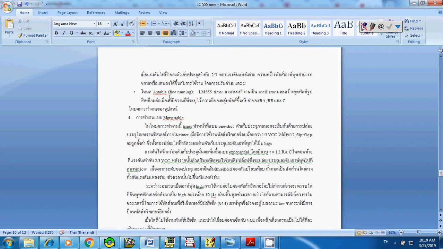The next one is the Astable Multivibrator mode, or sometimes we call it free running. The IC555 timer can be used as an oscillator, and it can generate a continuous rectangular pulse, and the frequency of the pulse train depends on the external resistors RA, RB, and the external capacitor C.